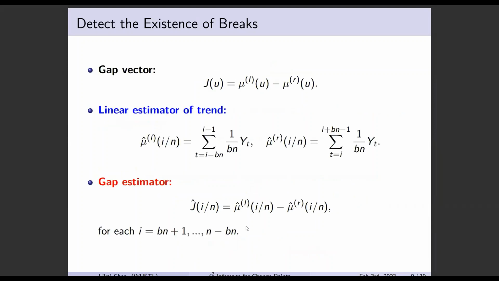So based on this idea, we just need to estimate the left limit and right limit of the trend. Naturally, we consider a window with size B_n, look at the average from the left and the average from the right, and take their difference as our jump estimator here.